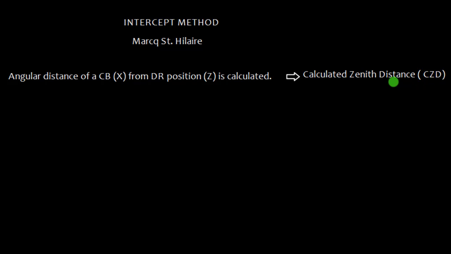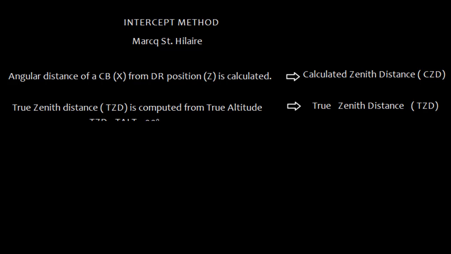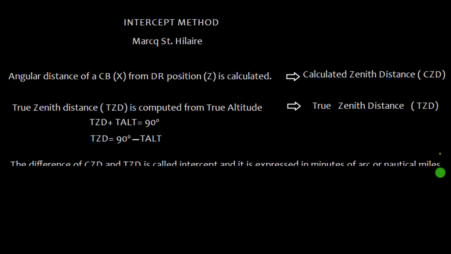And since we are computing this, we can call it the calculated zenith distance. Now we can obtain the true zenith distance from the true altitude by observing the sun. Once we obtain the sextant altitude, we can easily work out that the true zenith distance is 90 degrees minus true altitude. So a true zenith distance is obtained.